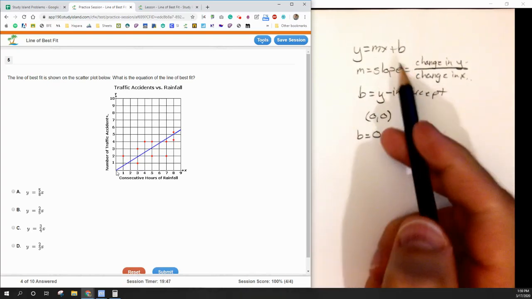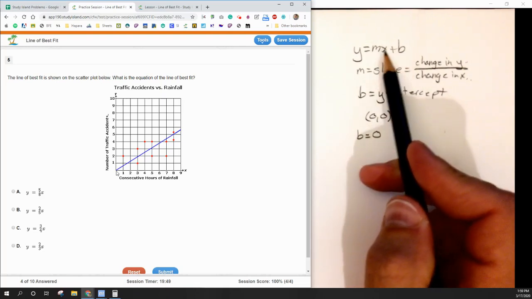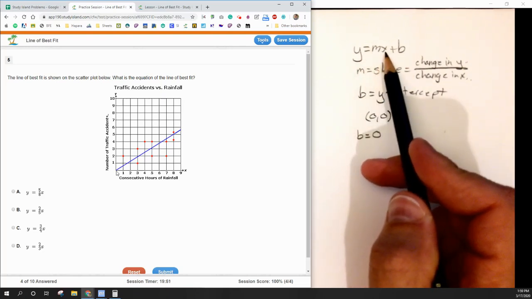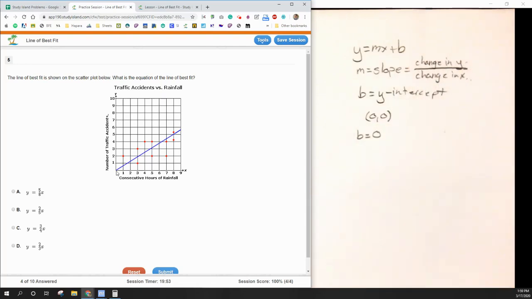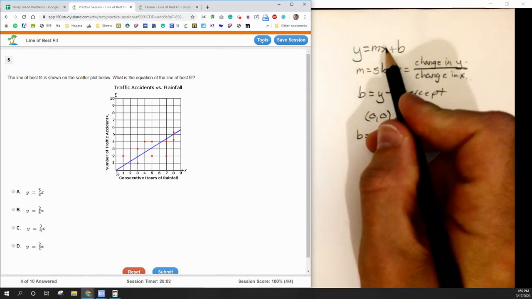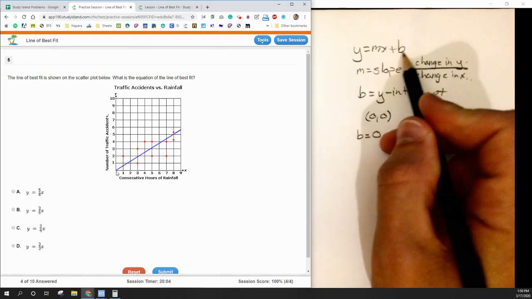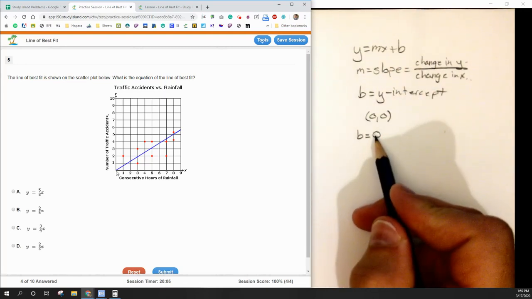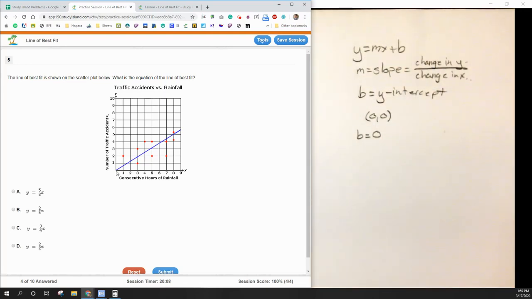So in our equation, we're going to have b as 0, which means we'll have the equation y equals m times x plus 0. In those instances, it's not necessary to write the plus 0 part because it doesn't change the equation at all. So what we'll have is simply y equals the slope times x, because our y-intercept is 0. So let's go ahead and find our slope.